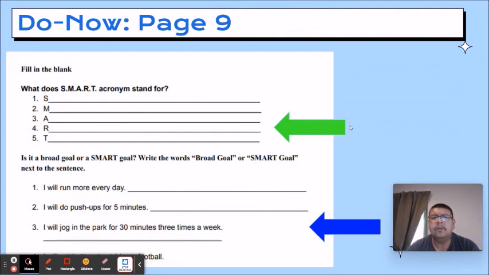All right, now you're going to do page 9 of your packet. On page 9, you're going to write the acronym for SMART. What does SMART stand for? And then the second part of page 9, you're going to read each of the sentences and write if the sentence is a broad goal or a SMART goal. Okay, that's it for this lesson. Go ahead and work on page 9. And then once you finish this, that will be all.